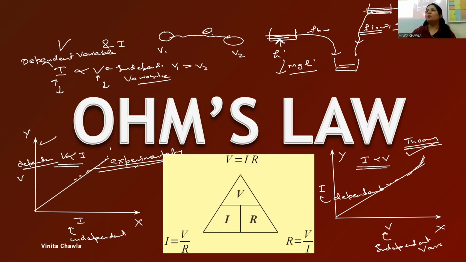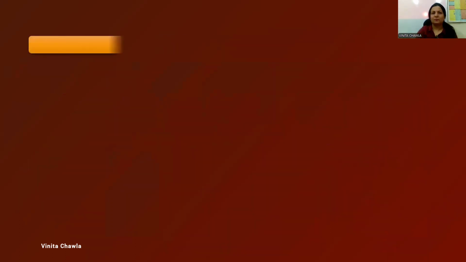Because when we perform Ohm's law in labs, we neither change voltage nor current. We change resistance. We use a rheostat there, a variable resistor, and we move the rheostat and change the resistance accordingly. We get the different values of V and I.